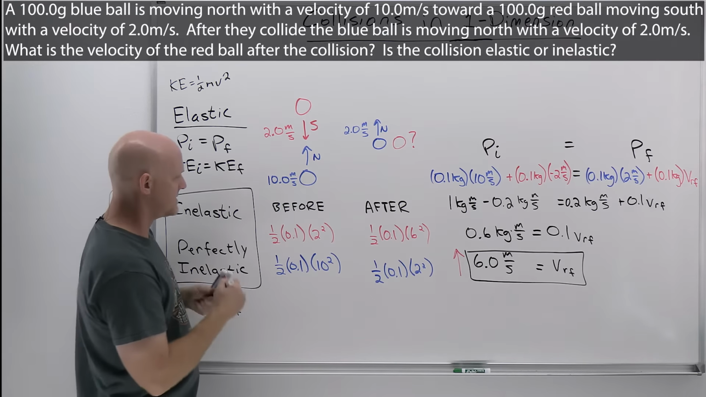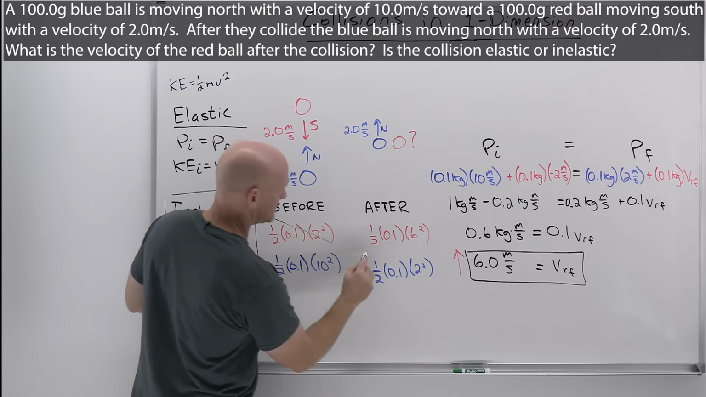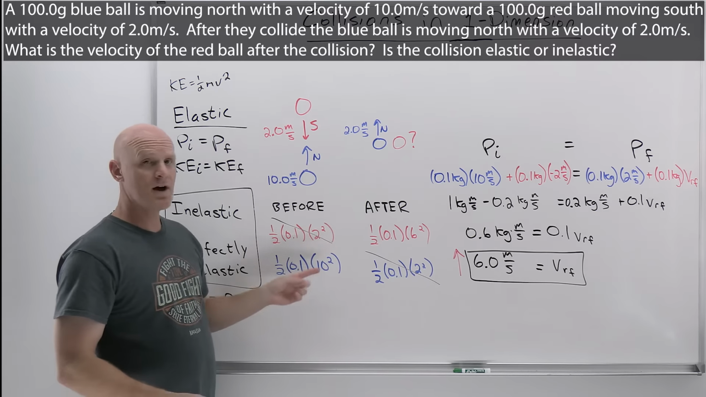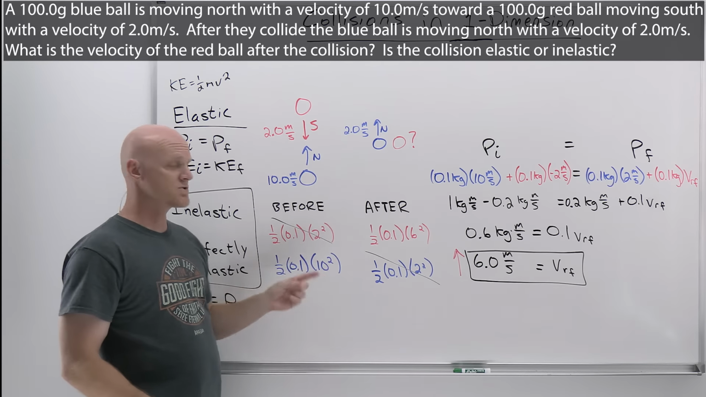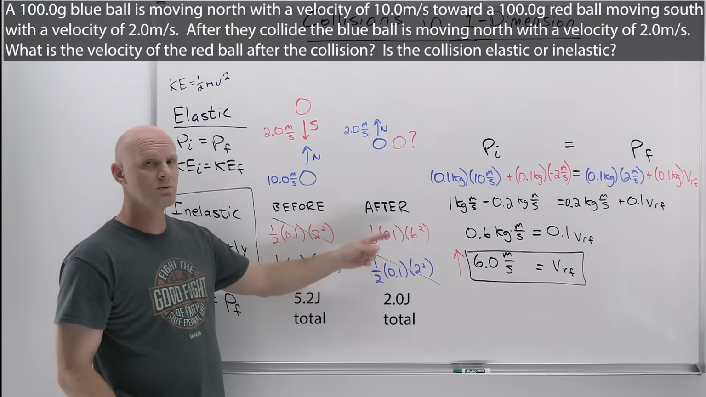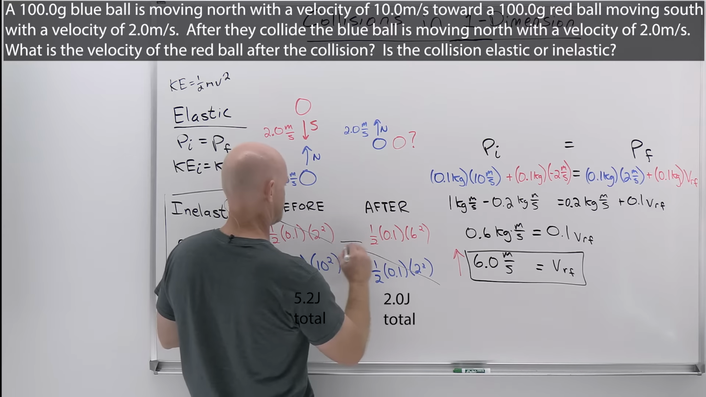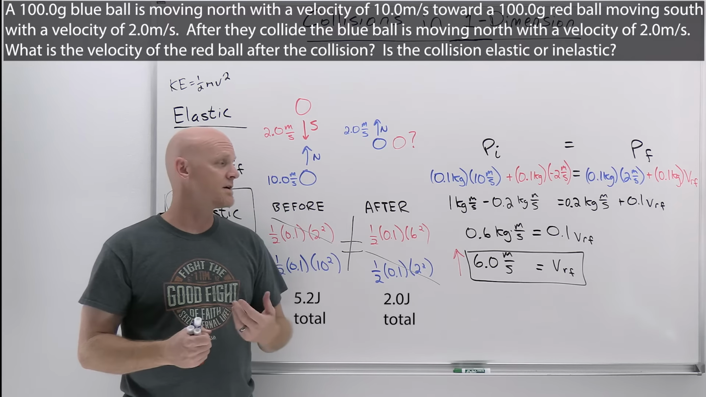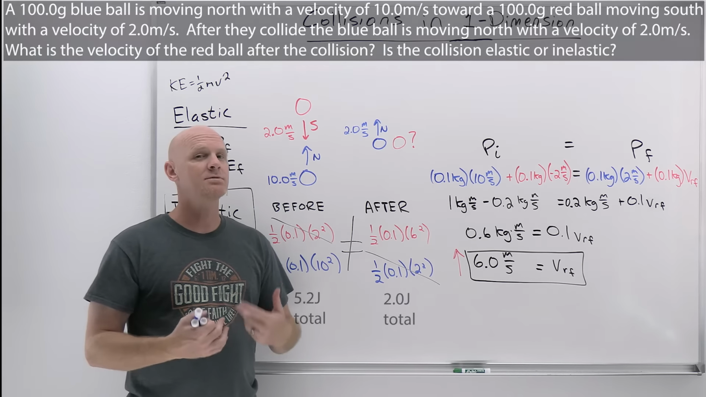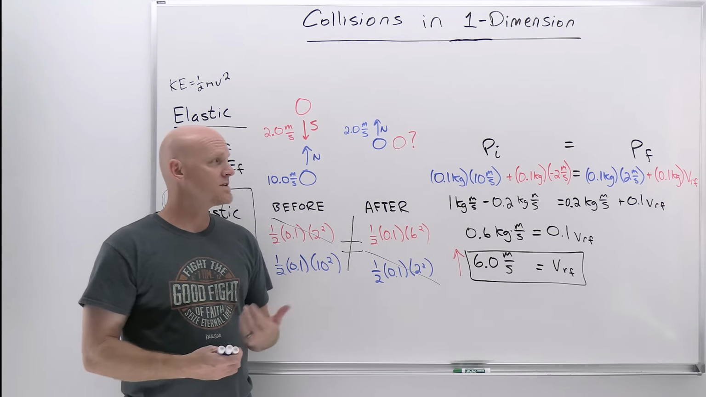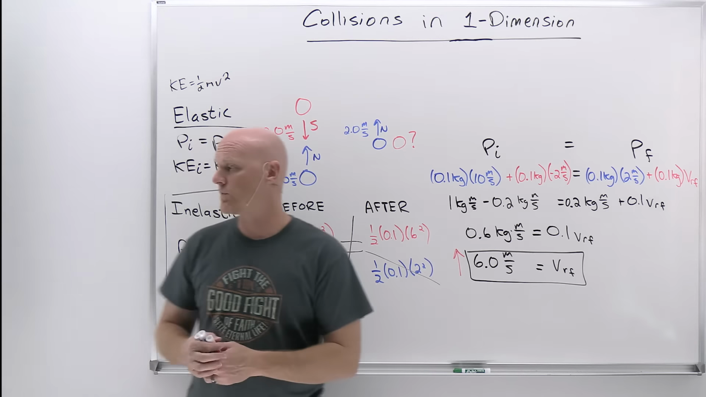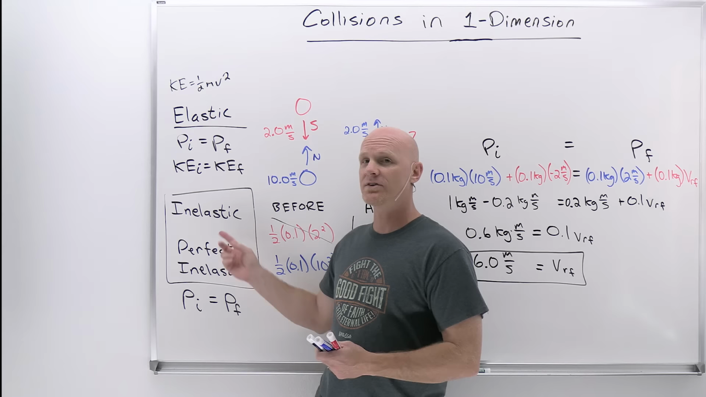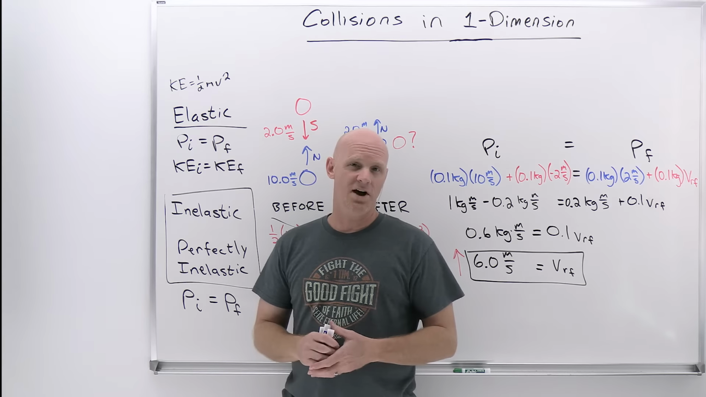Well, I can see that this term right here is equal to this term right here. But this term and this term are definitely not equal. This one is larger than this one. So the sum of these two is not going to equal the sum of these two. And so in this case, kinetic energy is not conserved, and therefore the collision is not elastic. It must be inelastic. Now in this case, the two balls did not stick together, so it would not be a perfectly inelastic collision, but it is an inelastic collision since kinetic energy was not conserved.